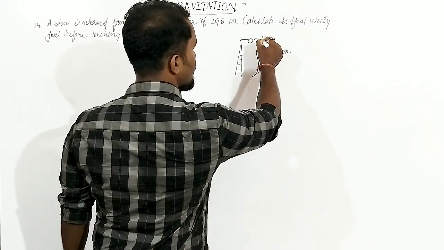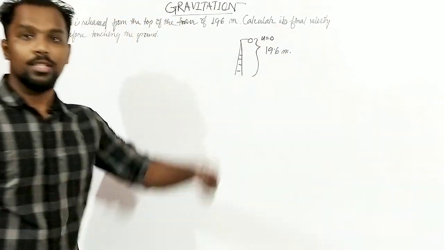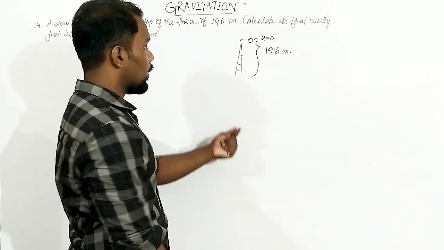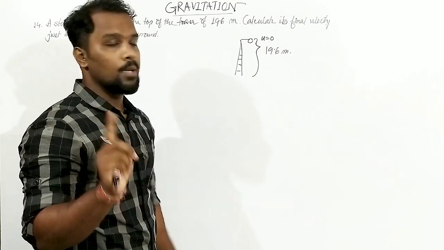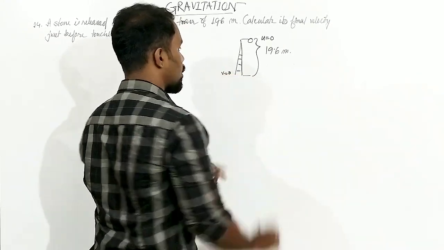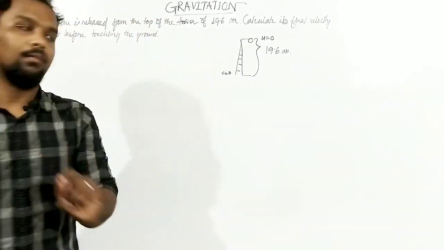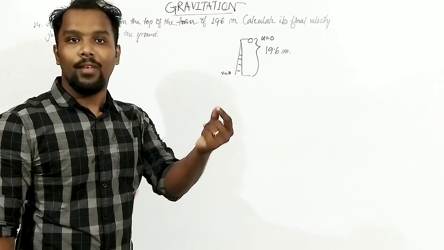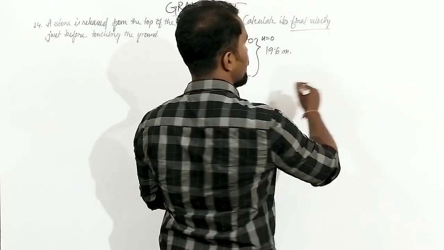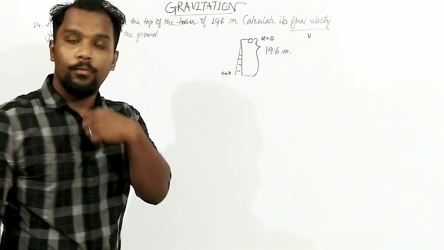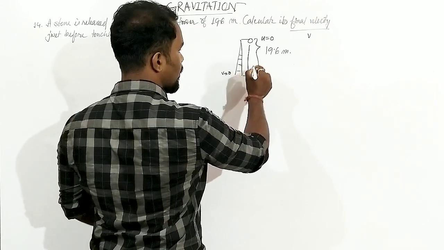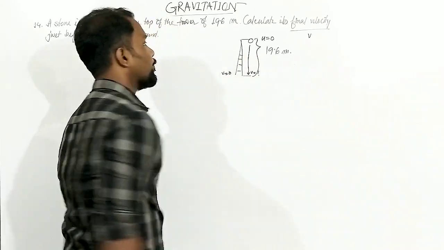See here, one thing is going to be 0, that is the initial velocity, because it is at rest, right? So u is going to be 0. So we have to calculate the velocity just before touching the ground. But one thing you have to be very careful about: once it reaches the ground, its velocity, that is the final velocity, is going to be 0. But we need to calculate the final velocity as mentioned. So if it is mentioned as the final velocity, you have to calculate it just before touching the ground, right?